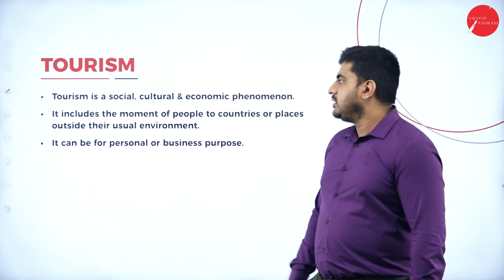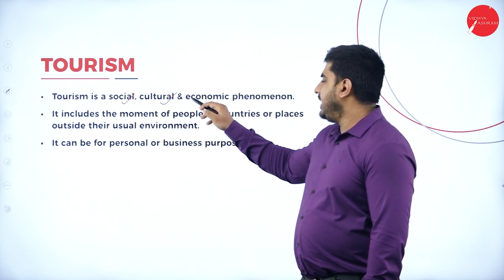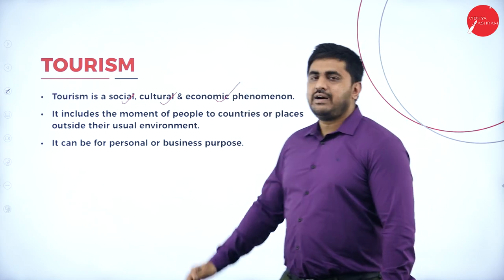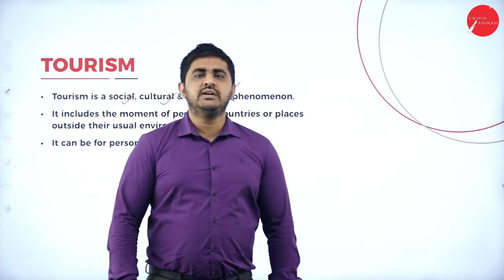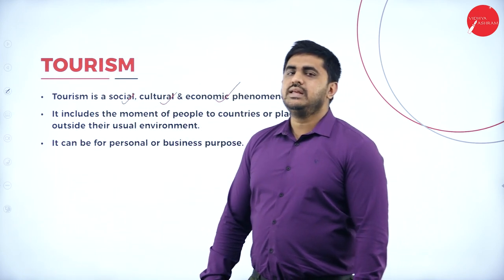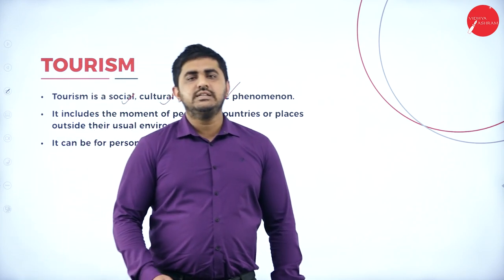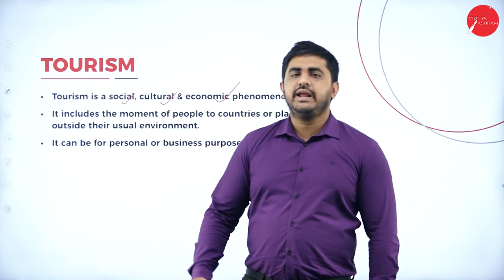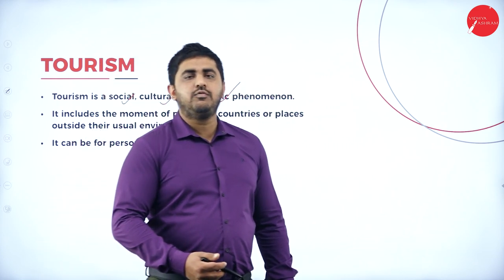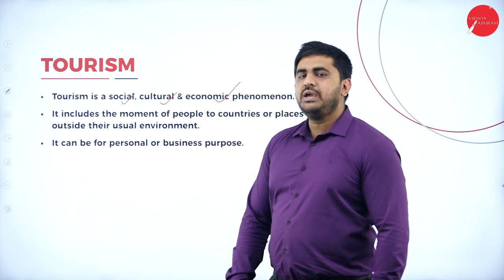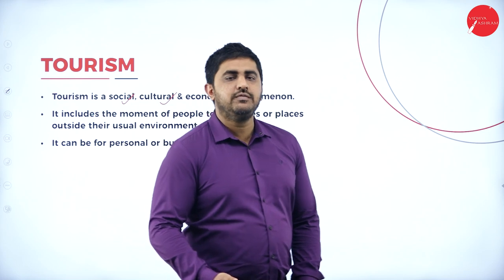So here, tourism is a social, cultural and economic phenomenon. So why people travel from different places? They want to see different things. For example, there is 7 wonders of the world. For example, there is Egyptian pyramids, there is Great Wall of China, there is Taj Mahal in India, there is Niagara Falls in US. So people, just to have a look at it, they travel. So this is the concept of tourism.